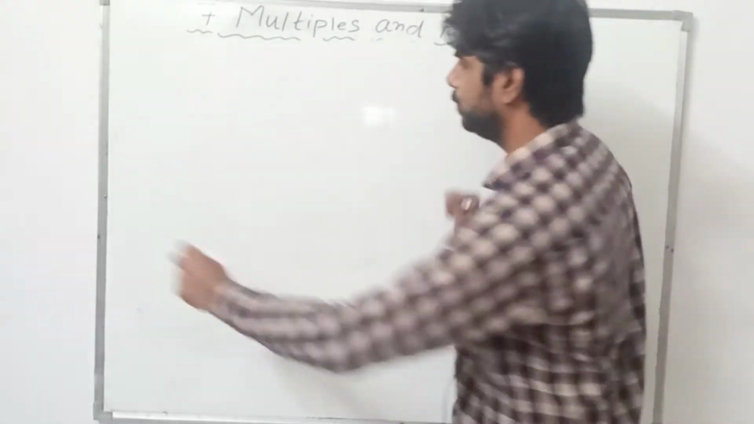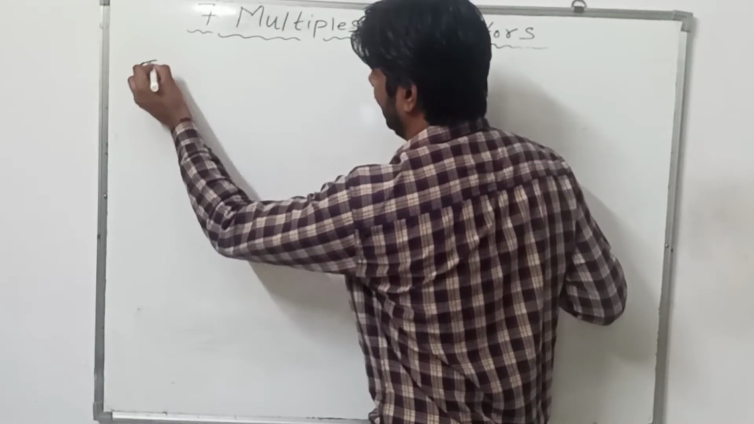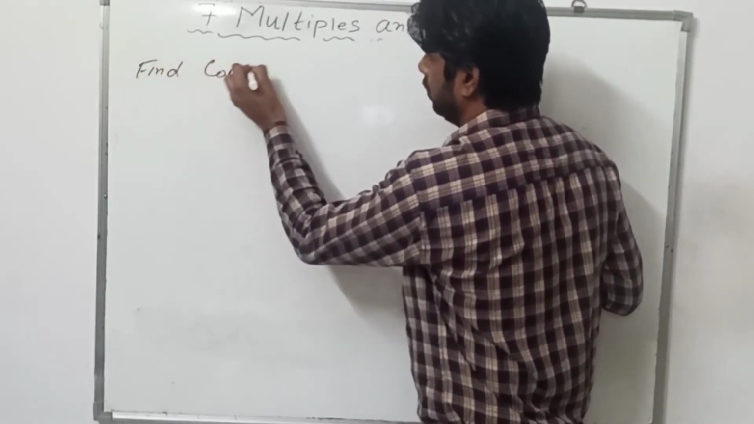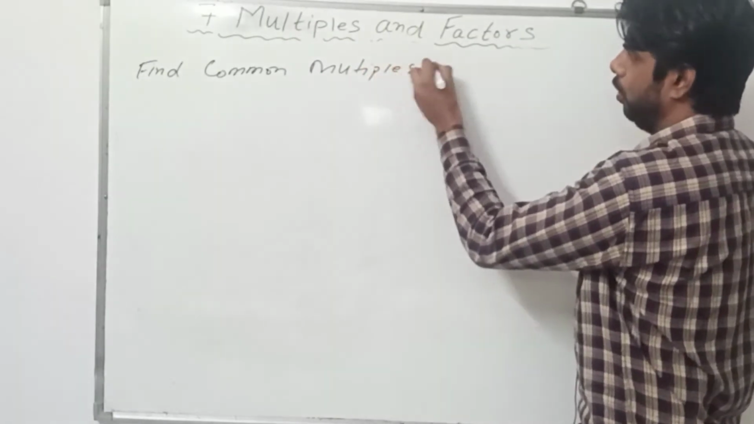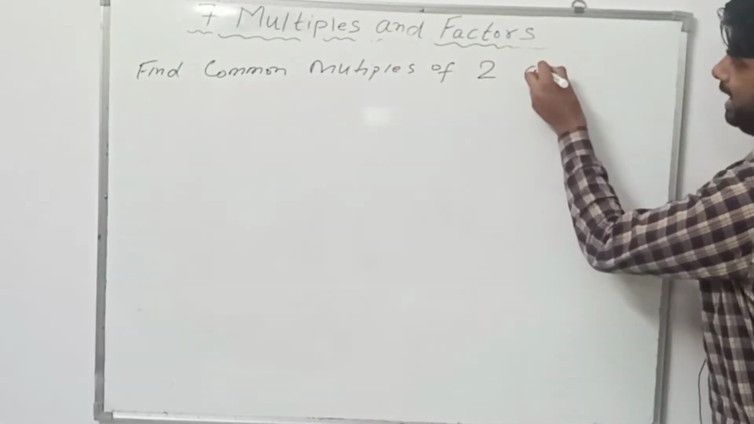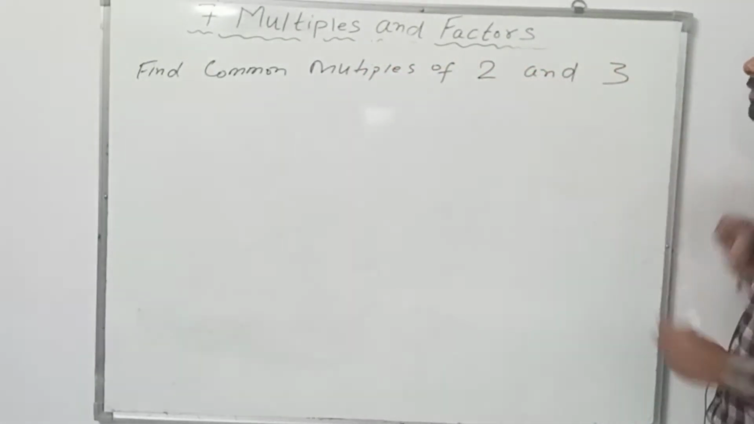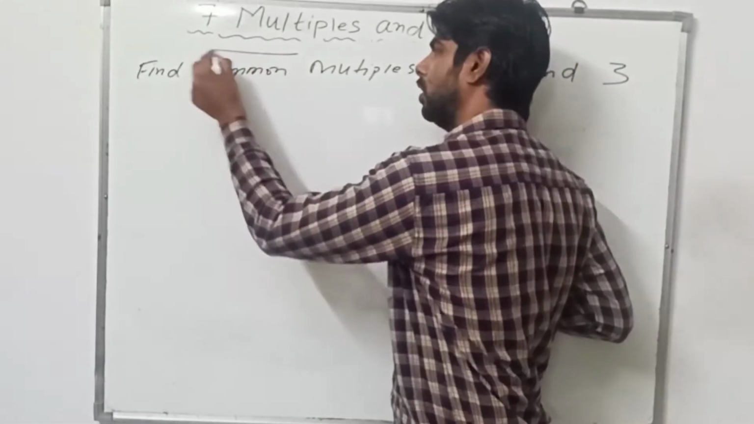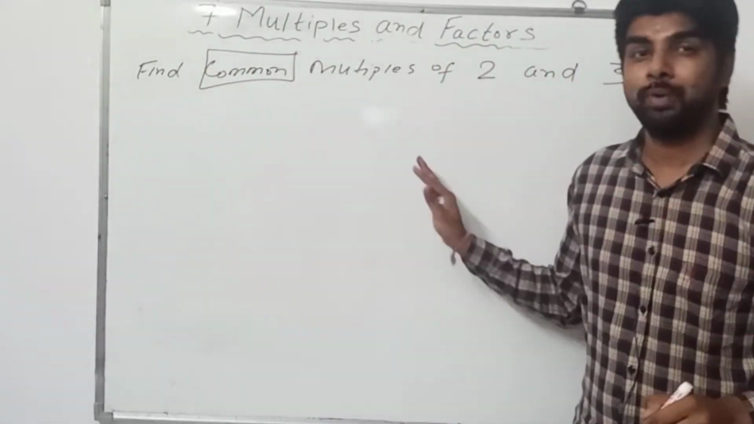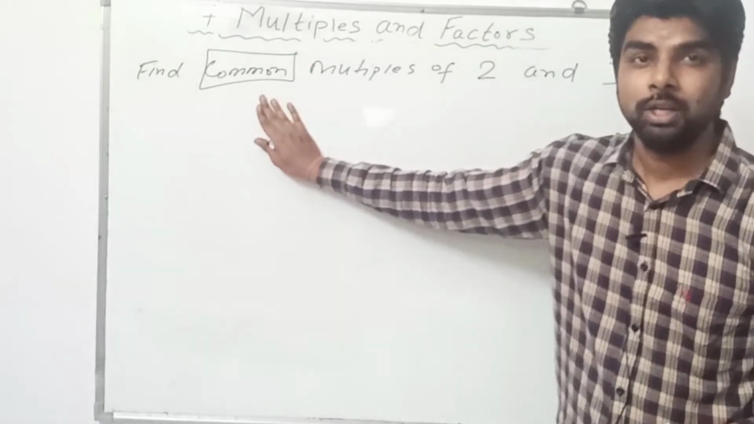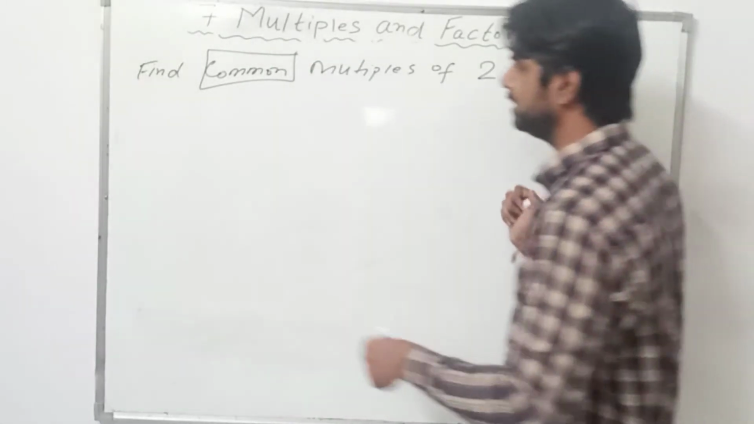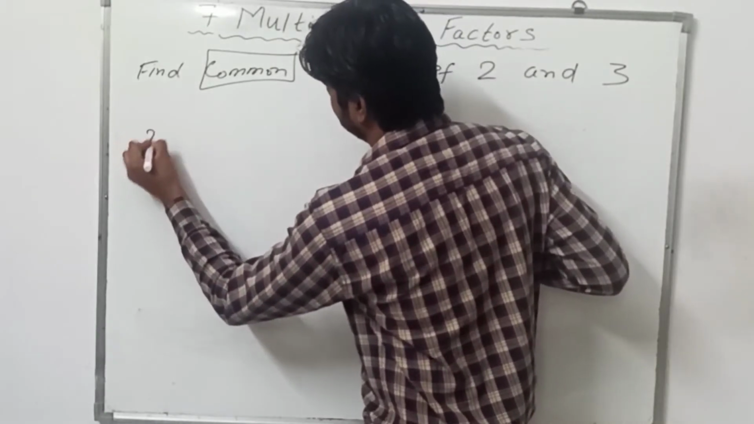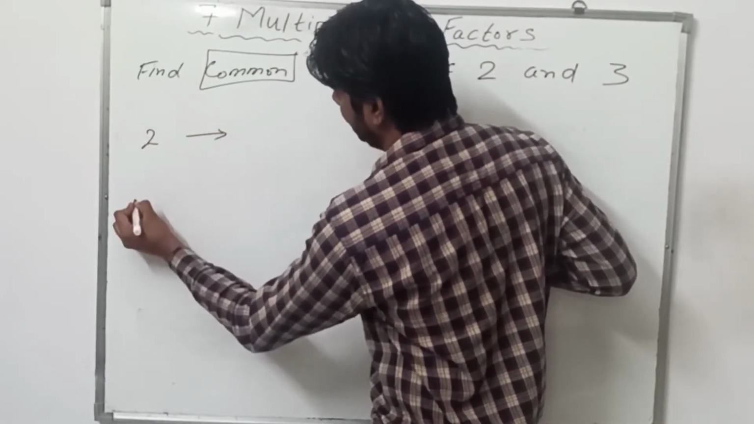Let's see. Suppose we have to find common multiples of 2 and 3. What we have to find out? We have to find out common multiples of 2 and 3. What is the meaning of common? जो दोनों में हो. ठीक है? So what will we do first? First we will write the multiples of 2 and 3 both.